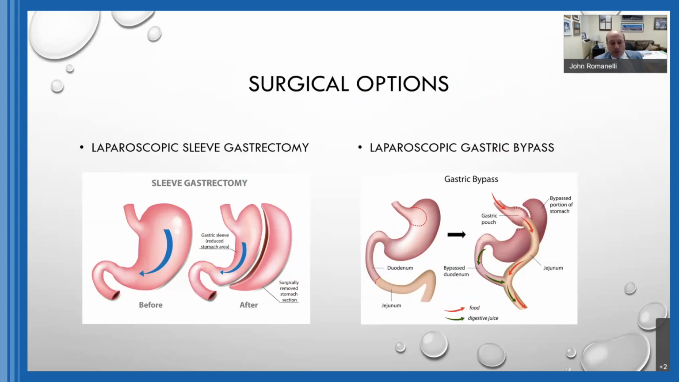So there are 2 prominent surgical options that are done today at Baystate Medical Center and at most hospitals. The sleeve gastrectomy, which is this operation you see on the left, is the most common operation. And put simply, we divide the stomach and we take out about 2/3 of it, leaving a small gastric tube. This is a newer operation that's been around for about 10 to 15 years.